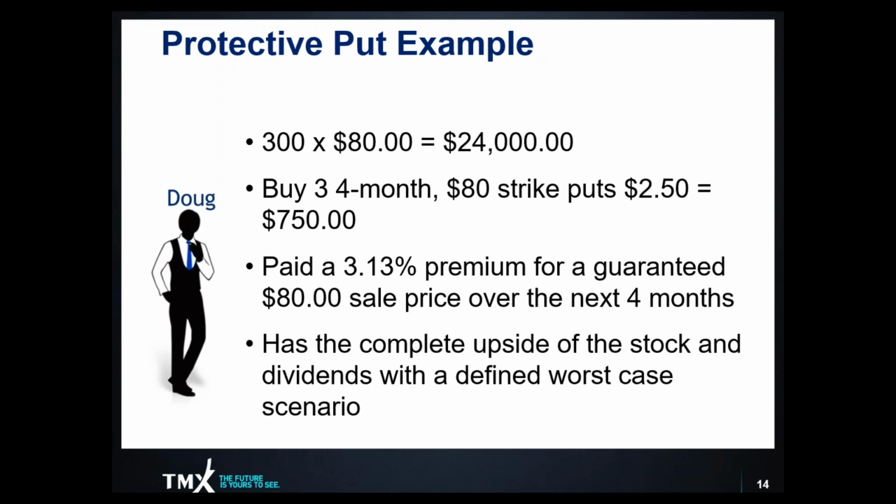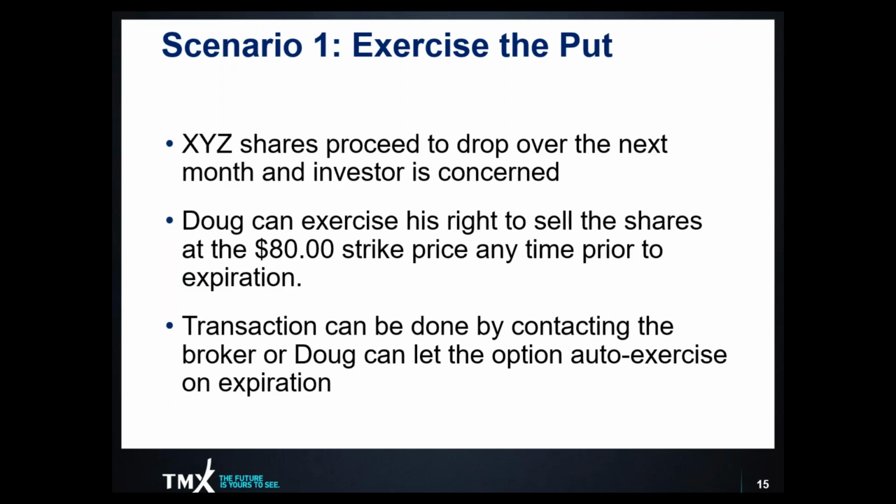Now, if the shares go higher, fantastic. That's exactly what he's expecting them to do. But if the shares happen to drop within that time frame, he already has his exit strategy. So right away, he knows maximum risk for the next 4 months on this position is 3.13%. So he's got the complete upside opportunity of the stock, plus he gets to keep the dividends, but there's a defined worst case scenario. Now, let's look at a couple of different scenarios here.